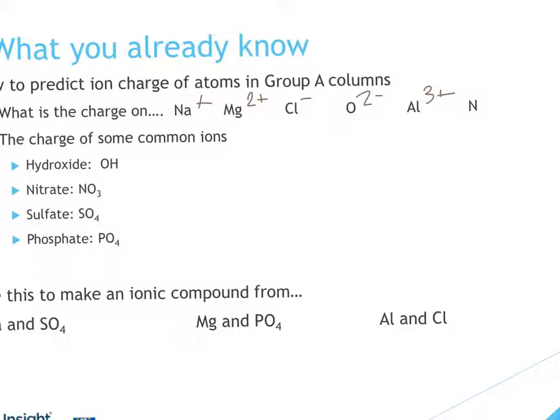And nitrogen is in group 5A, so that's 5 valence electrons. So it's easier to take 3 extra ones than to give up the 5 it has. So that's going to make a 3- charge.